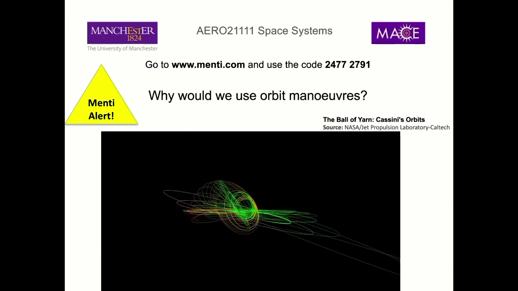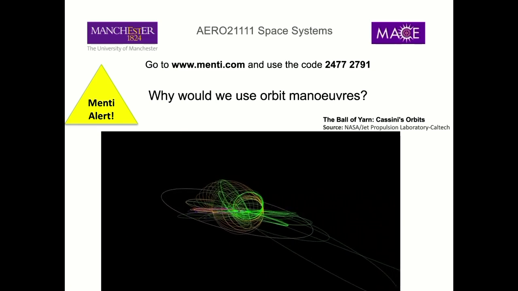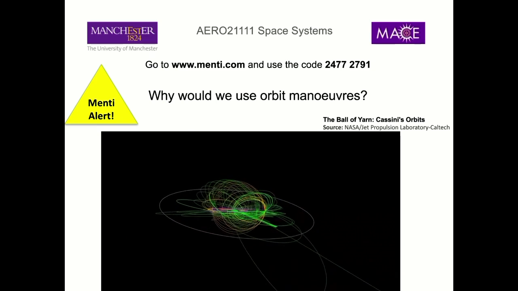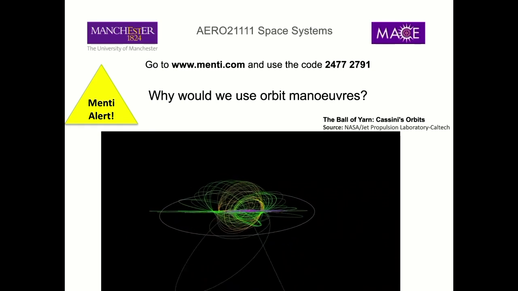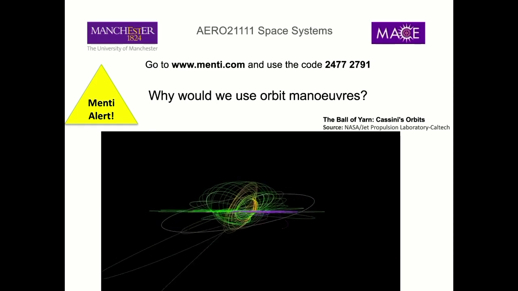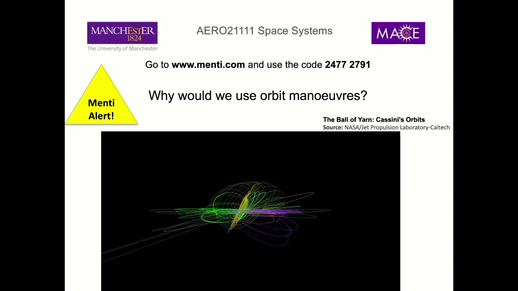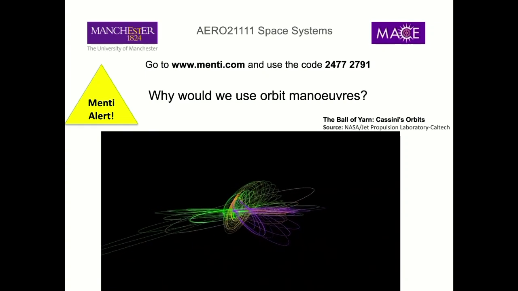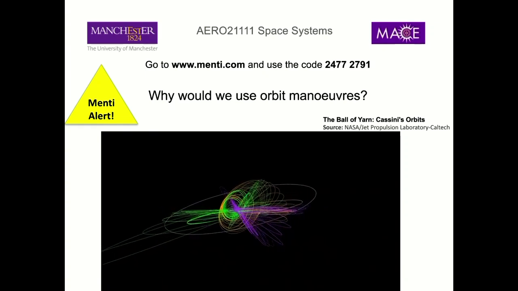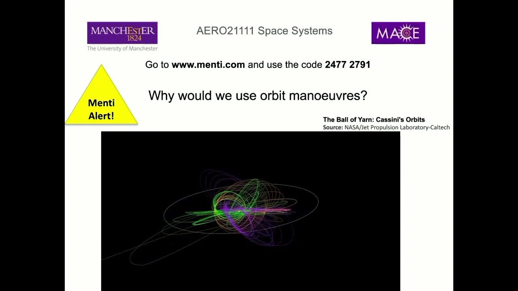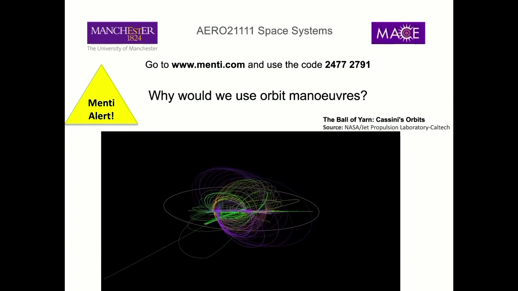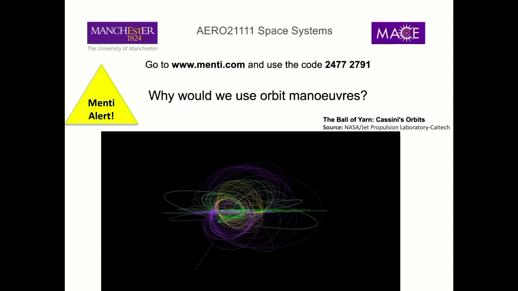The video that's playing on screen, which I know is a bit tricky to see, is a representation of the different maneuvers that Cassini did. So Cassini was a mission to study Saturn, and this is cutely named the ball of yarn, and these were all of the many, many maneuvers that Cassini had to do in all of its flybys of Saturn.